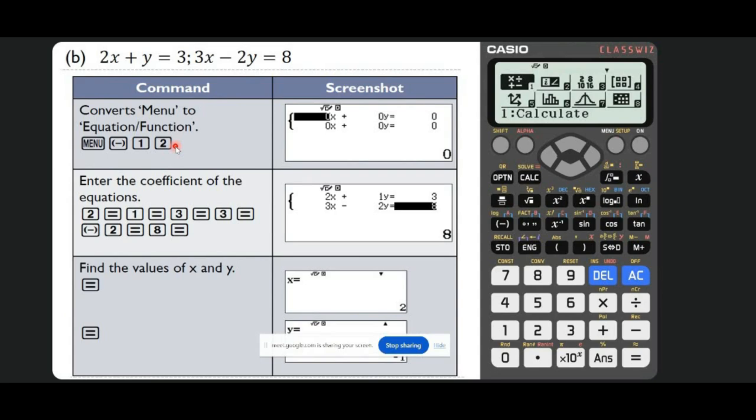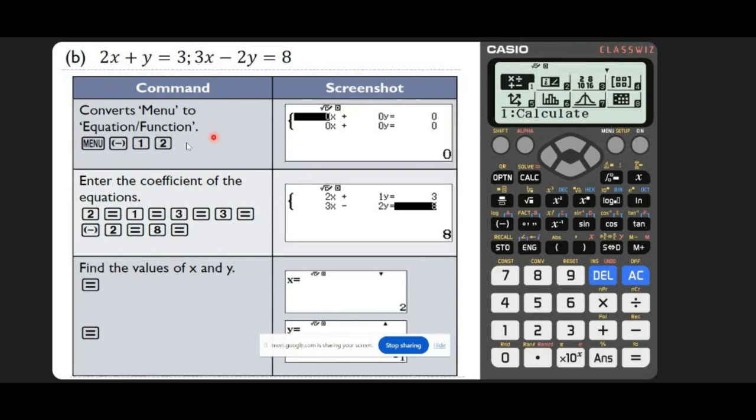Okay, press menu. Then press the bracket, negative bracket button. You will see simultaneous equation for 1. Second is polynomial. So for this question is simultaneous equation. So we press 1. Then the unknown is only x and y. So it's 2 unknown. So press 2. Then you will see this on your screen.